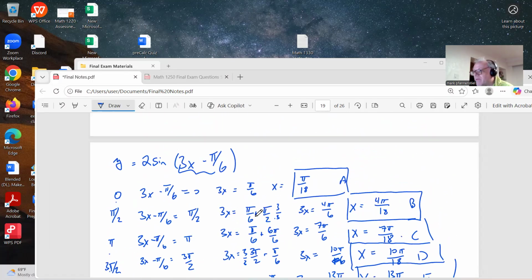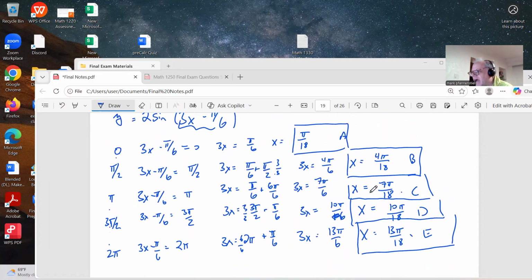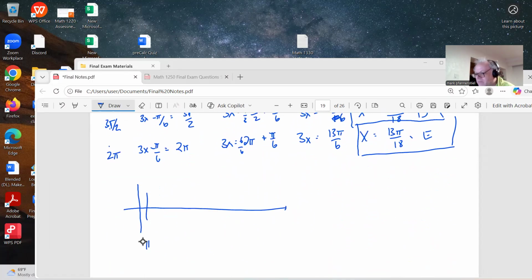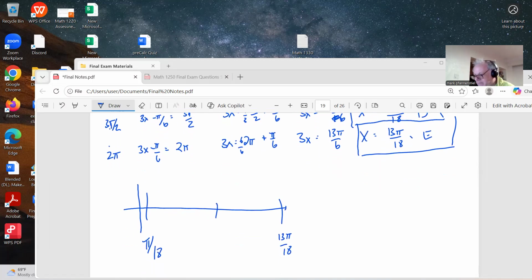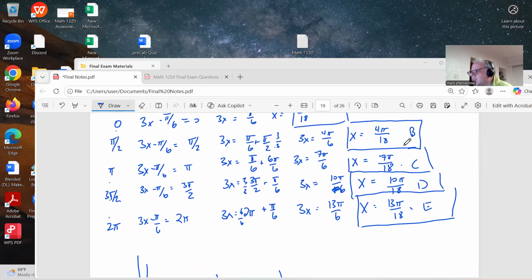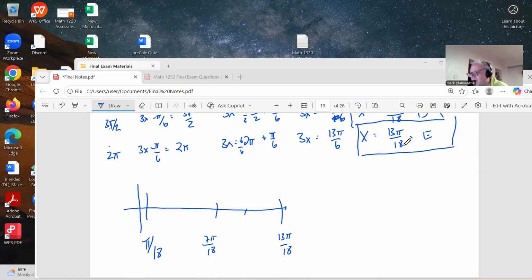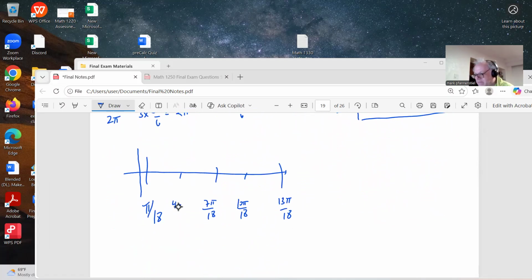So we can go ahead and look at something like this. Actually, I don't want 0. I want pi over 18. So here's pi over 18. My last point is going to be 13 pi over 18. The midway through this is going to be 7 pi over 18. And then we're going to subdivide this piece over here. So we had 7 pi, we're going to have 10 pi over 18 here. And in the middle here at the beginning, that's 4 pi over 18.